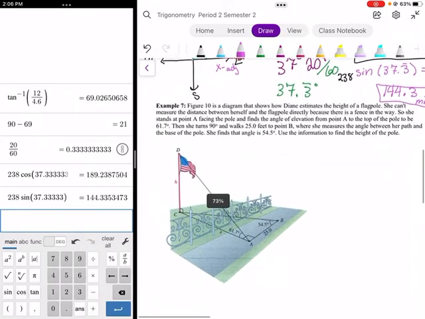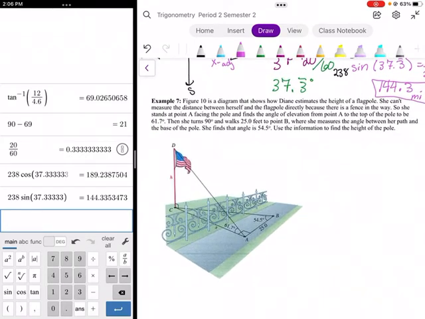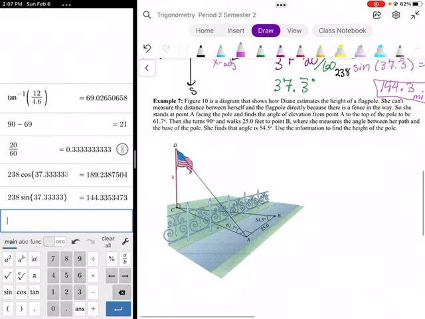Next we have example 10. So example 7. In figure 10 below, it has a diagram of how Diane estimates the height of a flagpole. She can't measure the distance between herself and the flagpole directly because there is a fence in the way. So she stands at point A, facing the pole, and finds the angle of elevation from point A to the top of the pole to be 61.7 degrees. So that's from the ground going up to the top of the pole.